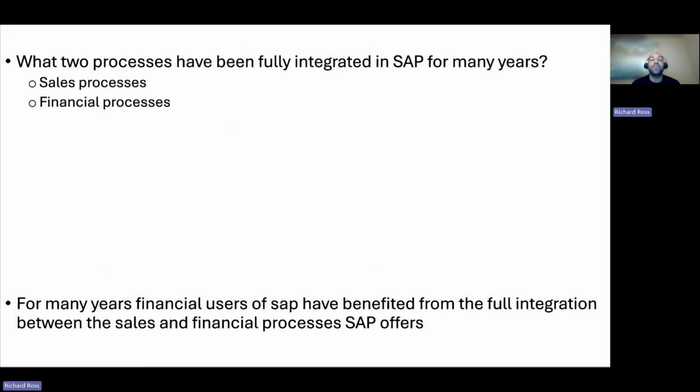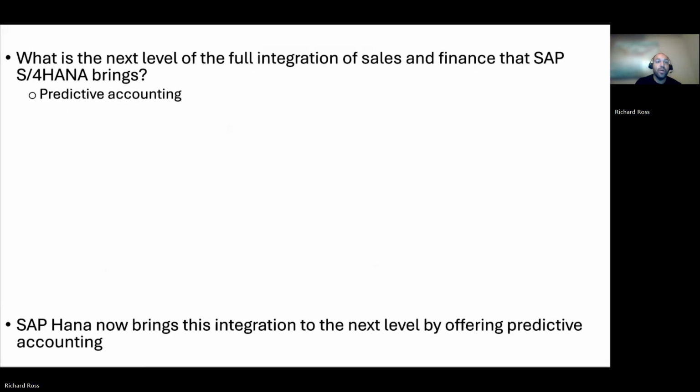What two processes have been fully integrated in SAP for many years? Sales processes and financial processes. For many years, what is the next level of the full integration of sales and finance that SAP S4HANA brings? Predictive accounting.